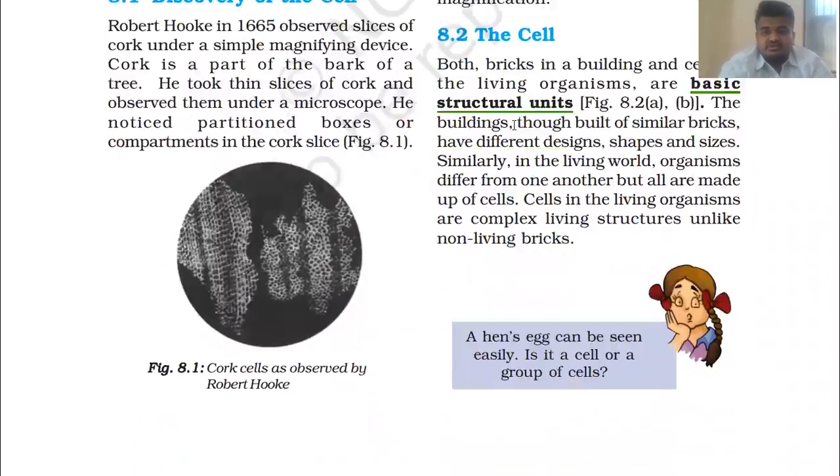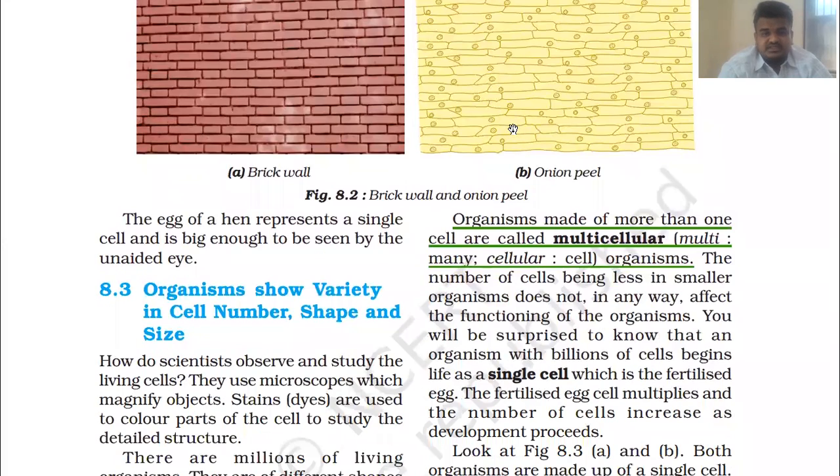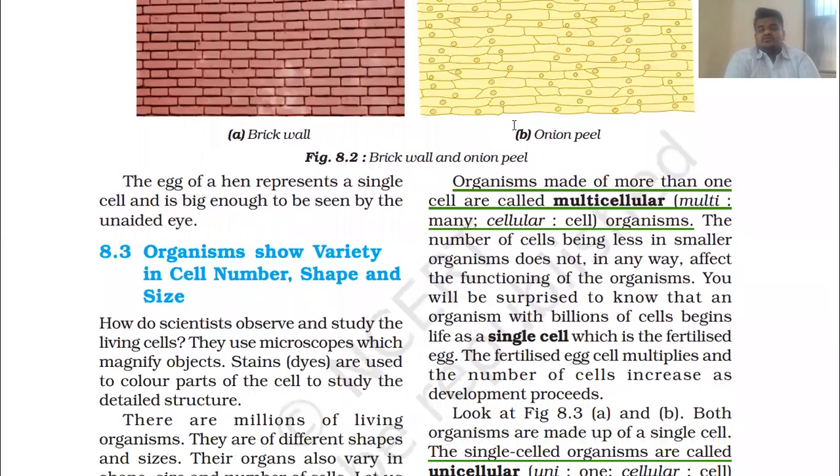In the last session, we studied some basics, that the cell is the basic structural unit. In this session, we are going to study 8.3, the variety in cell number, shape, and size. What is the variety in the cell number, organism by organism? And also in shape and size.